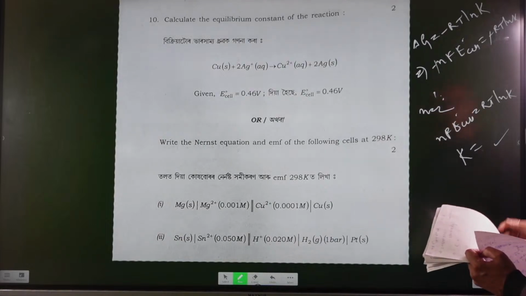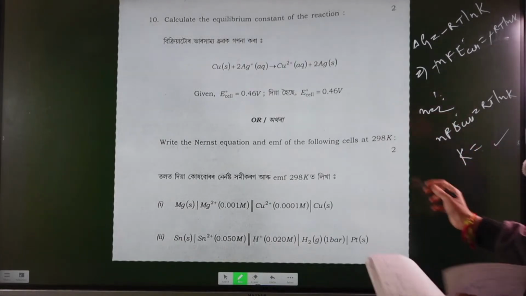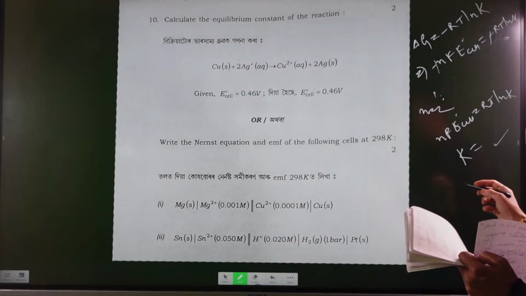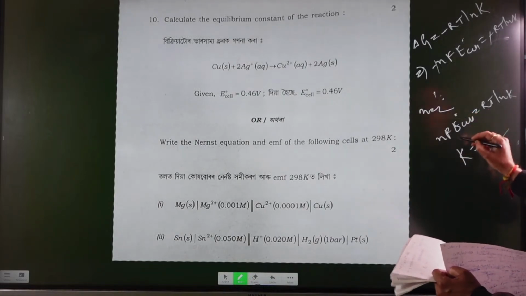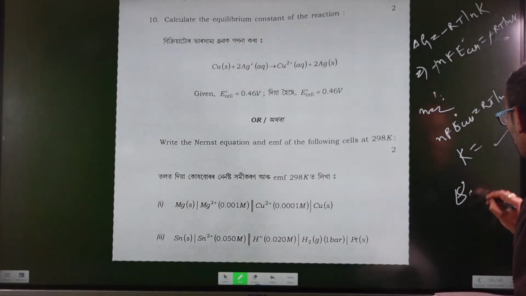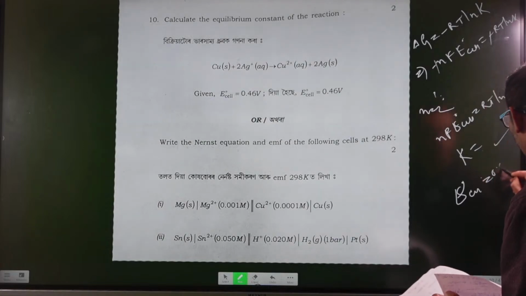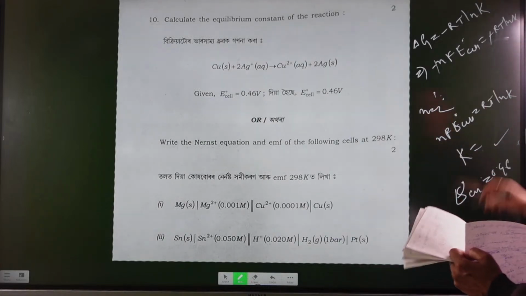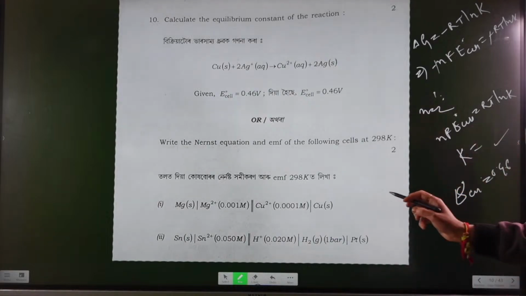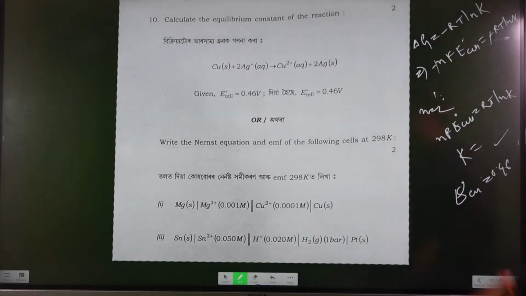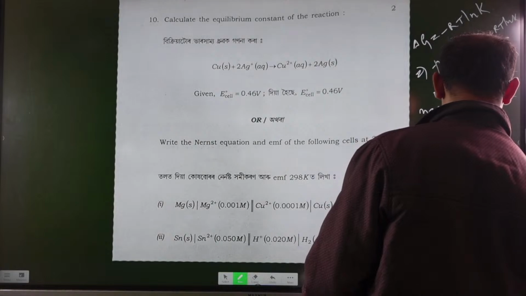Okay, so you just put F value as 96500 coulomb, and your E naught cell is already given. How much? E naught cell is given as 0.46. You put all these terms here. R value is 8.314 and T value is 298 Kelvin. So you will get the K value.